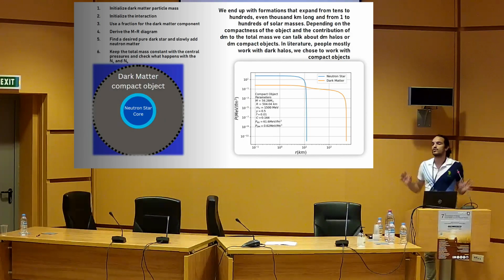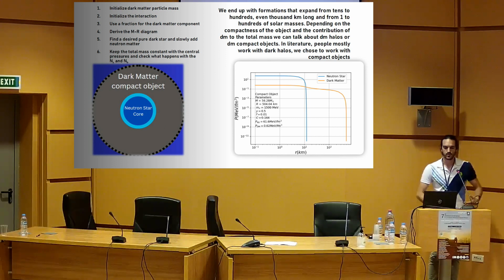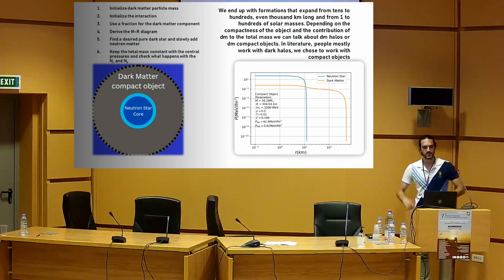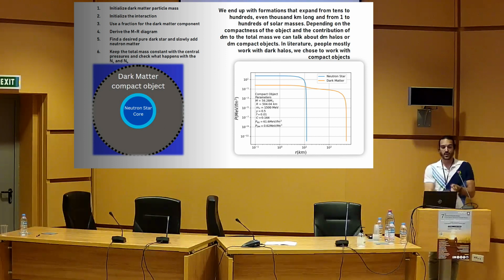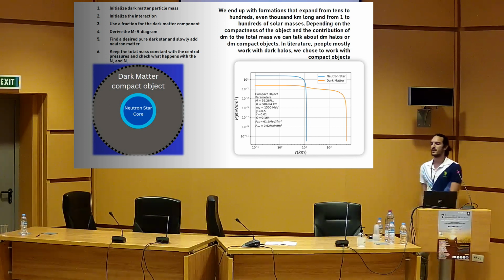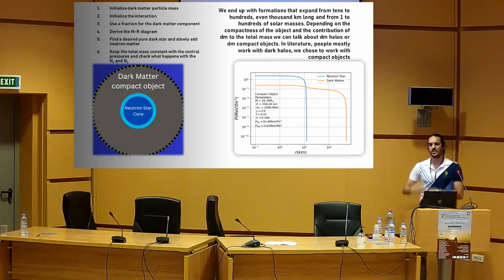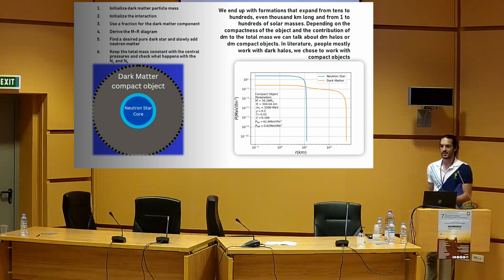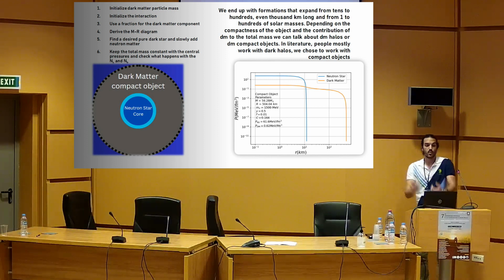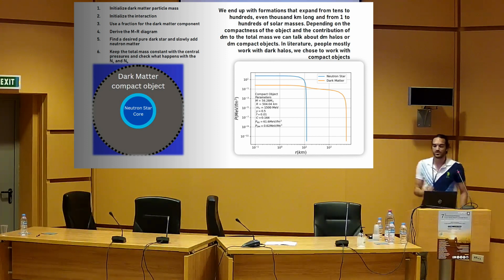So what do we do? What's the methodology that we follow? First of all, we initialize the dark matter particle mass, initialize the interaction, use a fraction for the dark matter component, and then we derive the MR diagram. And someone could do points 5 and 6, as I said, at first, but it doesn't really matter. At some point, you have to check for the stability.